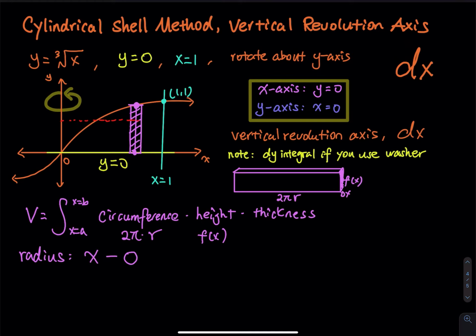What is x? x is any x, okay, any x between x equals 0 and x equals 1. Between 0 and 1, because that is the lower limit and upper limit, the area is bounded between x equals 0 and x equals 1. So any x between x equals 0 and x equals 1 minus the y-axis, or you can say x equals 0. I mean, the y-axis is, yes, x equals 0.